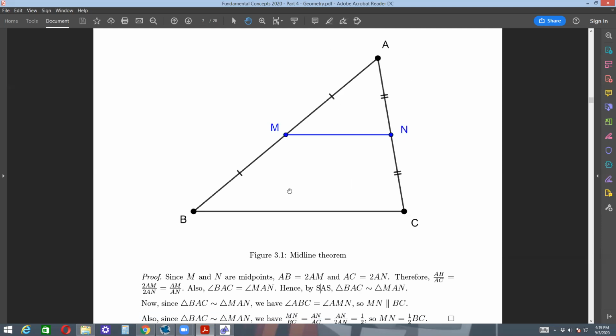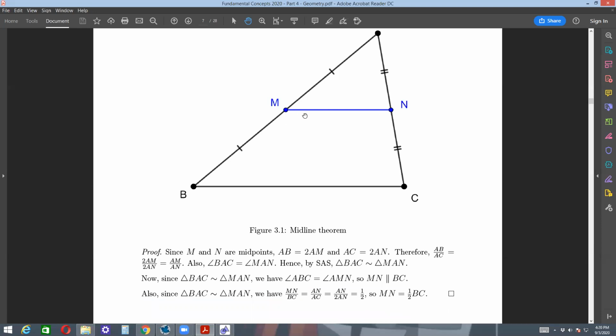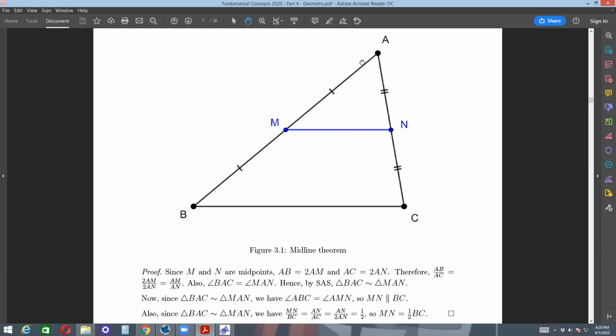And then once you know that those are similar, automatically angle AMN is equal to angle ABC, which implies parallel lines, because these are corresponding angles. So the lines are parallel, and also because of the similarity, we know the ratio of AB to AM is 2, and AC to AN is 2. So automatically the ratio of BC to MN will also be 2. And that's how you get the ratio.